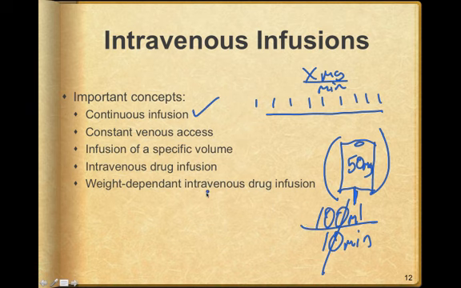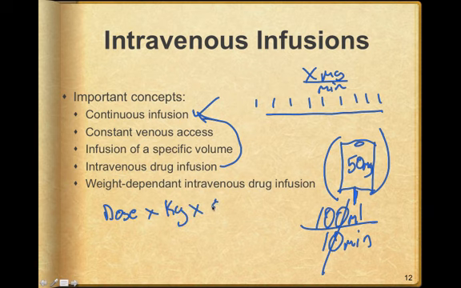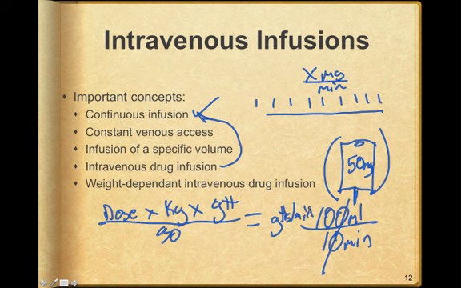Intravenous drug infusion. An intravenous drug infusion is a continuous amount. This kind of talks back to this, a way of delivering the drug continuously to the patient. Weight-dependent intravenous drug infusion always has a weight dependency. So an example of one of the formulas for the weight-dependent is dose times weight in kilograms times our drop factor divided by the concentration strength of our drug. And that will give us the answer in drops per minute. And again, this is something that we're going to do in pharmacology.